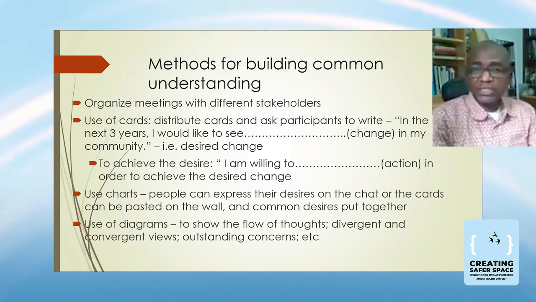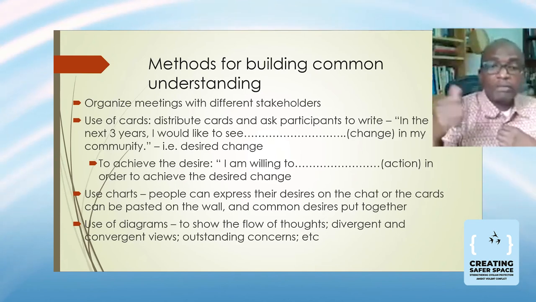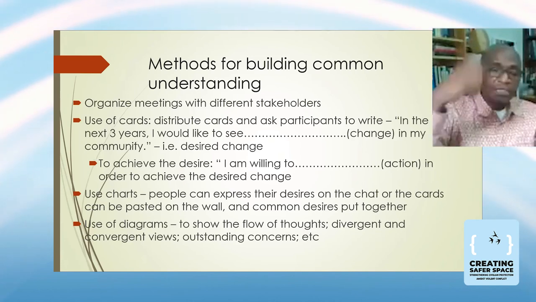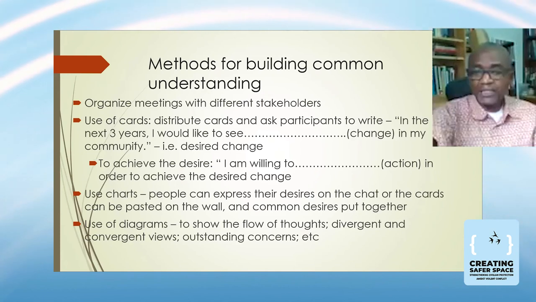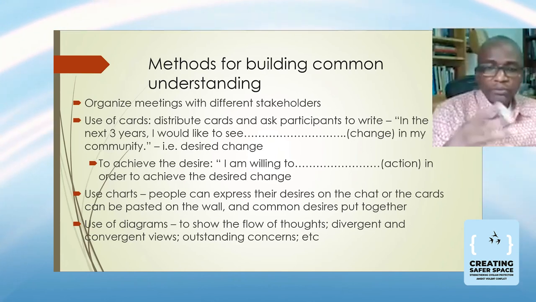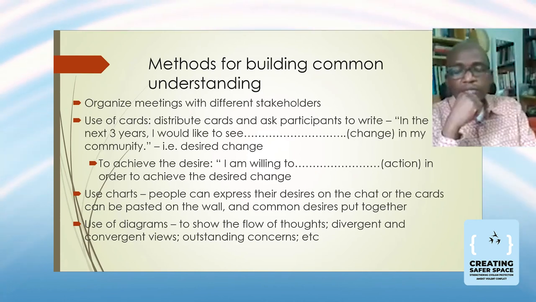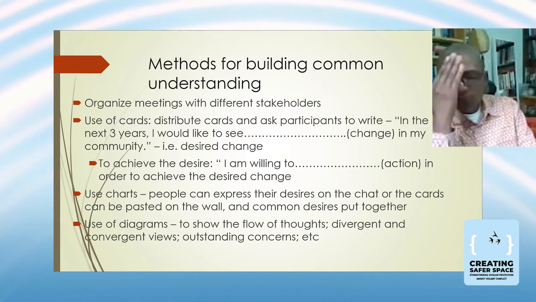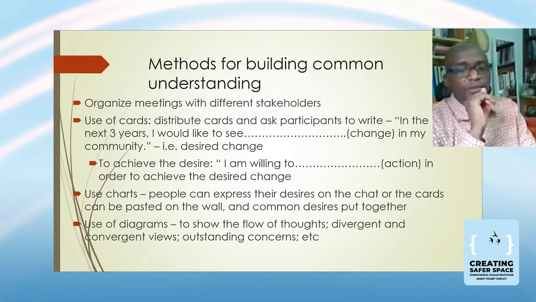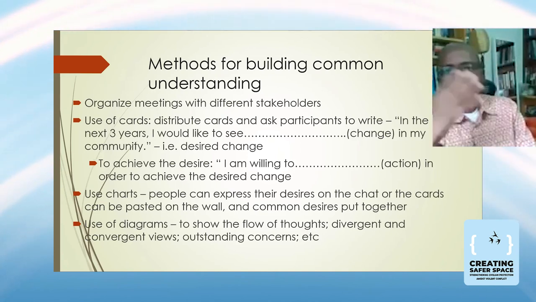You can also use charts, and charts are good for people expressing themselves in different ways if you're dealing with a community that is able to write. Or even if you're using an oral system, people can still project and say what they think, and somebody writes on the wall. Or they can design it in their own way. They can use role play. They can use storytelling as one way of getting oral communities to express themselves. They can also use diagrams to show their flow of thoughts, to show how things are connected, that this leads to this and that leads to this, and the consequences are this. You can use diagrams to show divergent and convergent opinions and certain outstanding concerns. So this could just be one method you can use.